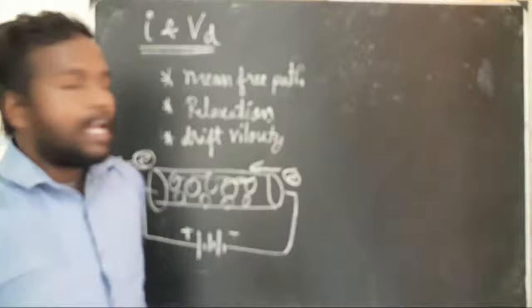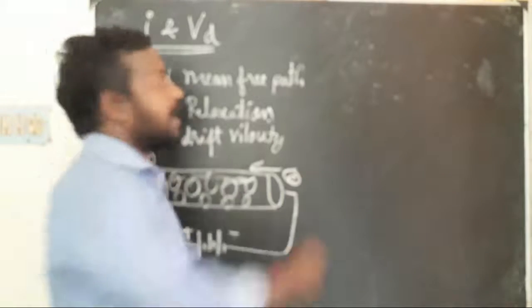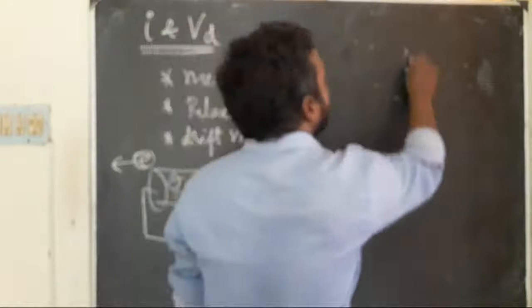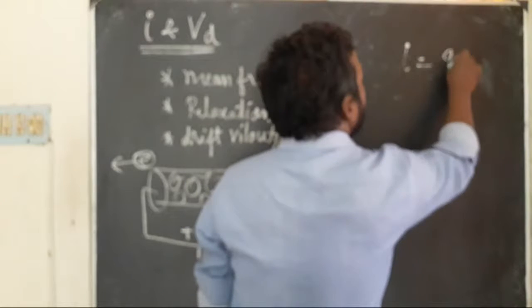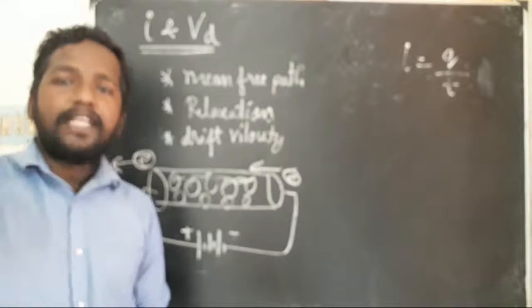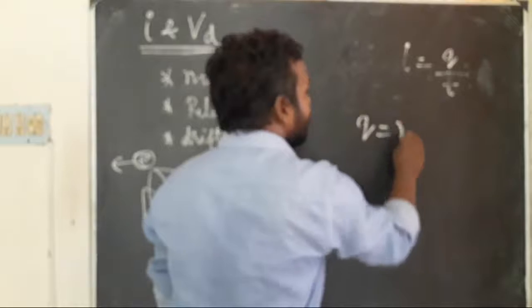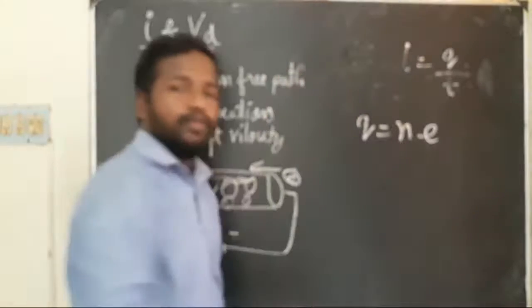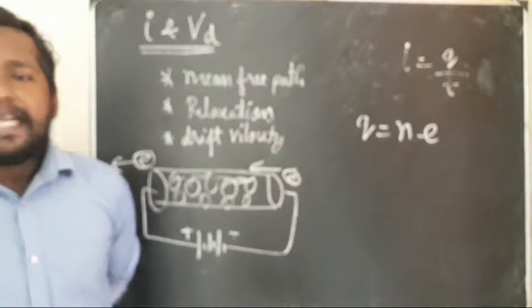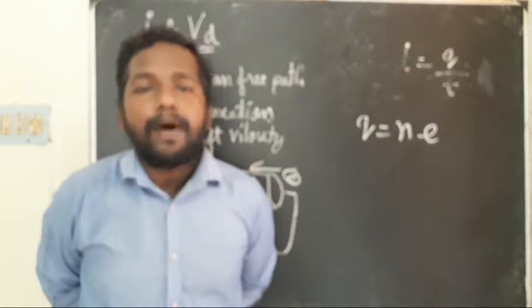Now I am going to derive the relation between current and drift velocity. Current is equal to charge per unit time. It's very simple. See how I relate it with drift velocity. Charge is equal to n times the electron charge, which is usually taken. But here n is not simply a count; it is the number of electrons per unit volume.